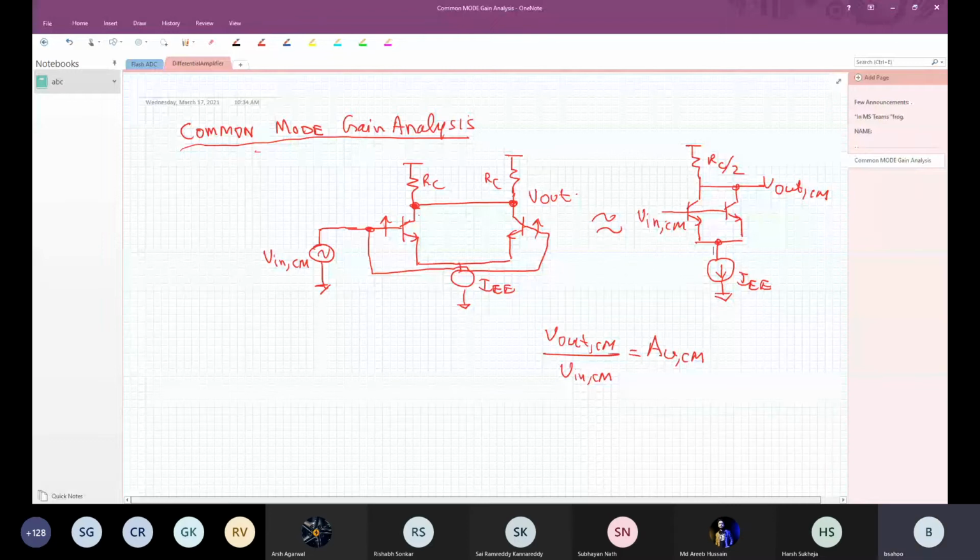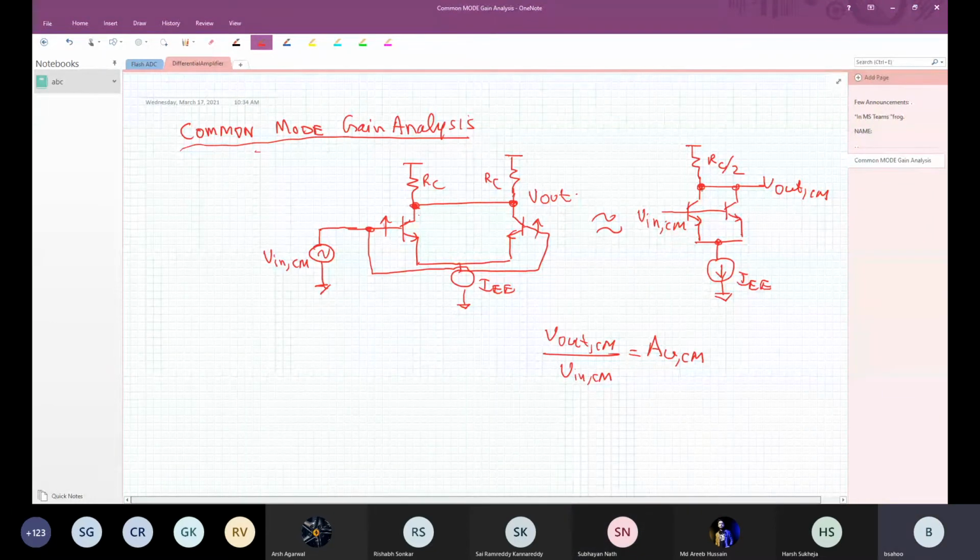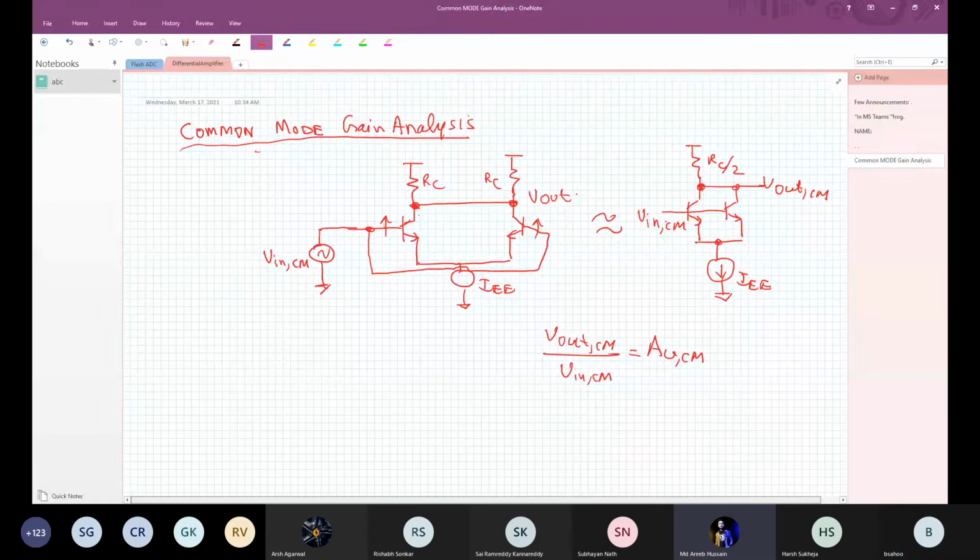Rishabh Sonkar? Rishabh? Yeah, sir. So what is the common mode gain for this circuit that I have drawn? Sir, I have to calculate this. By looking at it, can you say anything? Harsh? GMRC by 2. Shubhayan, Mohammad Arif Hussain, right? What is your thought? Yes, sir. Something similar to what Harsh said. GMRC by 2.